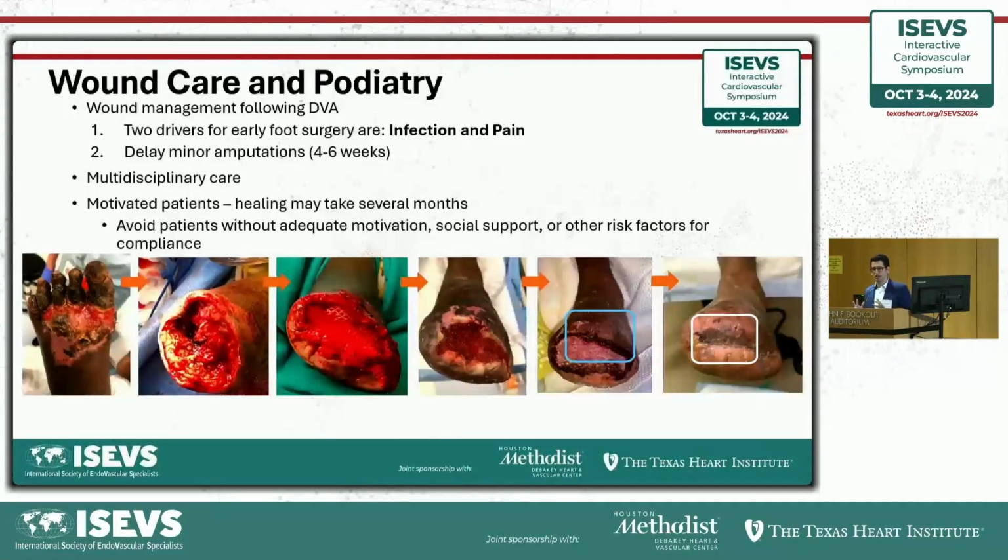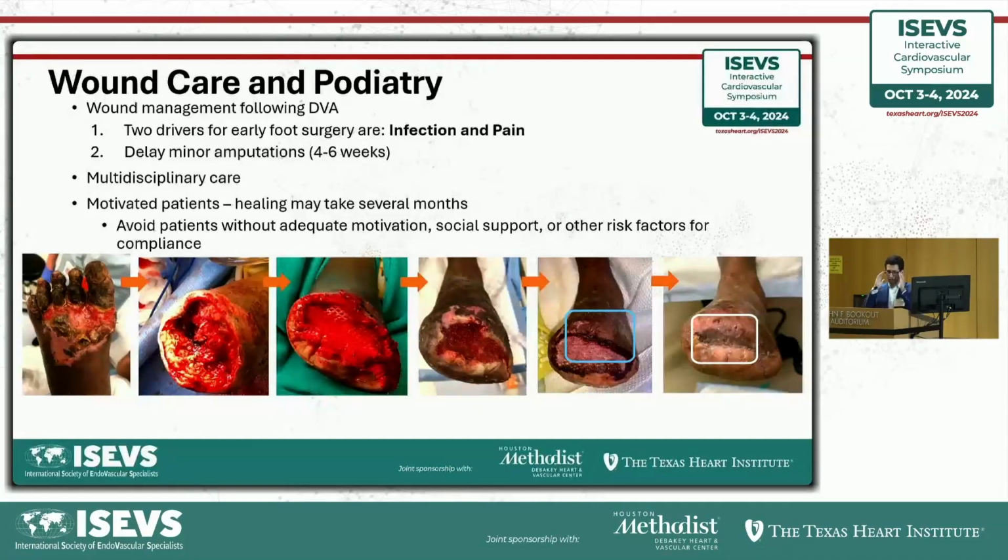There's the other side of the story, which is equally as important besides just having a successful outcome. We could just say, yeah, we have a great angiogram, we're all done. But quite frankly, a lot of it comes to this second part, and that's wound care and podiatry. So we have two main drivers for early foot surgery, and that's infection or severe pain. But we do try to delay minor amputations or TMA or guillotine TMA to 4 to 6 weeks. And we try to do that because that allows the maturation of the venous arterialization.